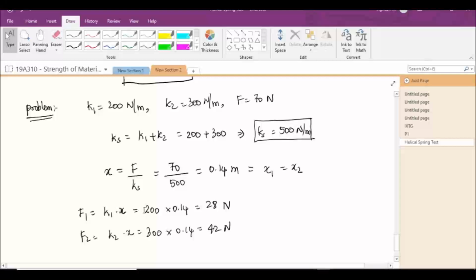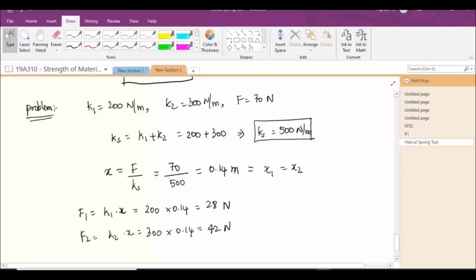Of the two springs, 200 is the less stiff one, so only a small amount of force is required to make the displacement of 0.14. That's why less force is applied in the first spring. The second spring is stiffer, at 300 Newton per meter, so it requires more force to produce the 0.14 meter displacement. That's why the force in the second spring has more magnitude: because of its greater stiffness.